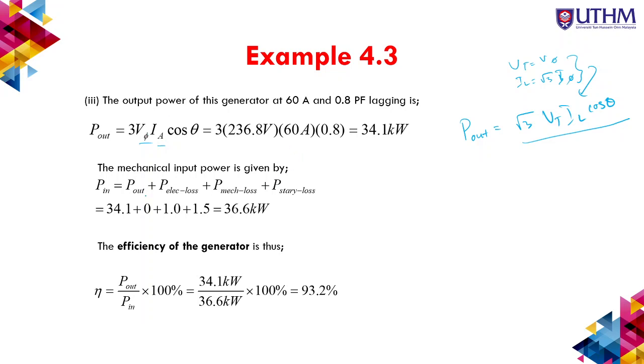To get the P in, we take the P out plus every loss, and then we get 36.6 kilowatt. Then to get the efficiency, P out divided by P in times 100. Then we get 93.2%.